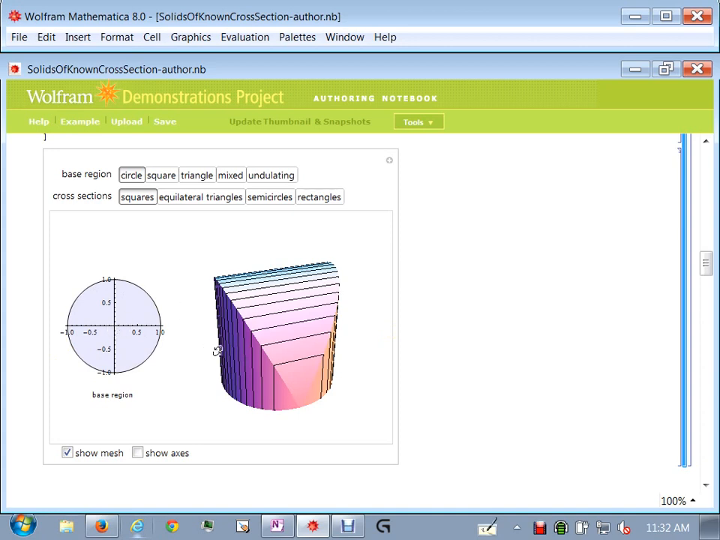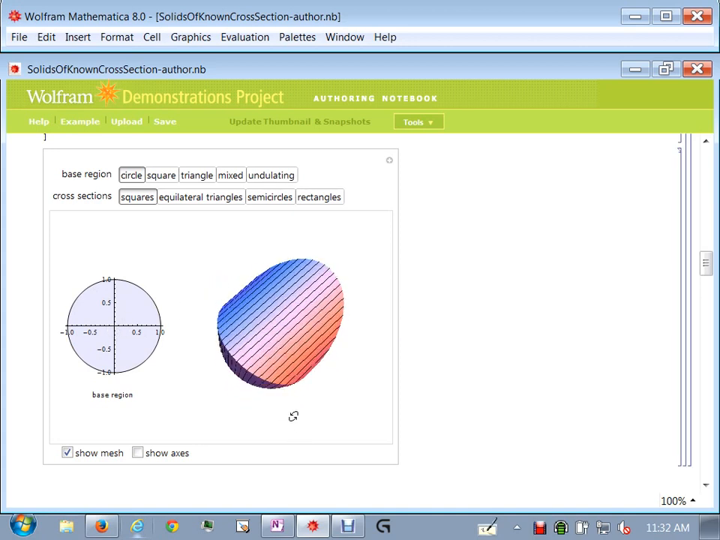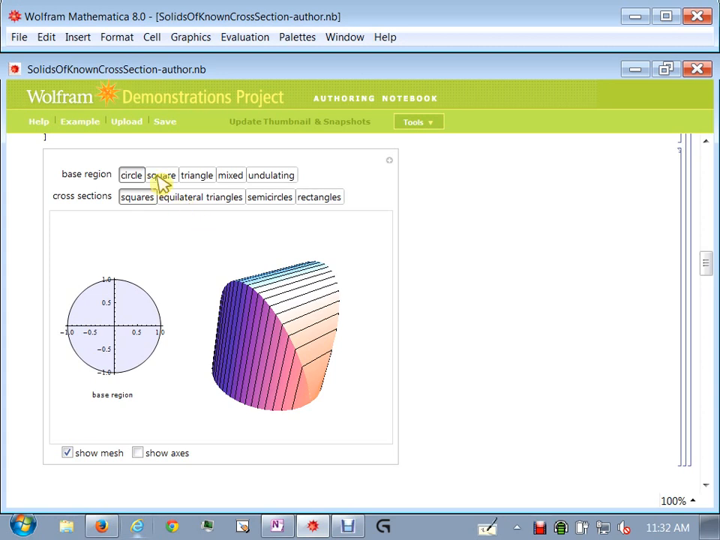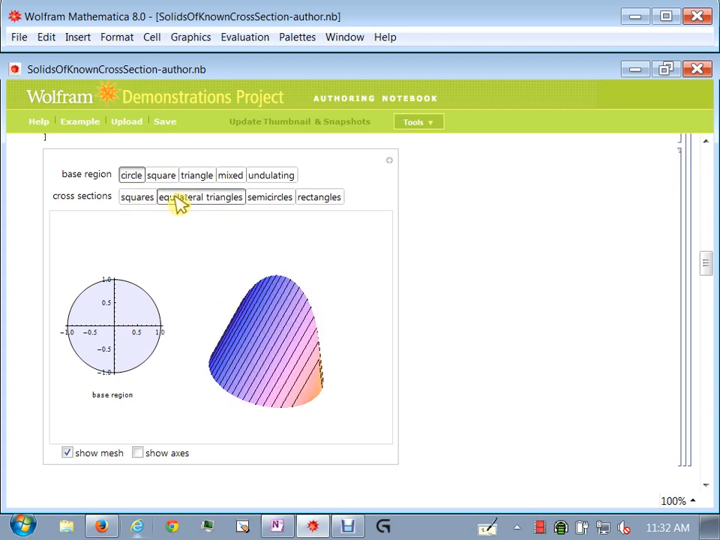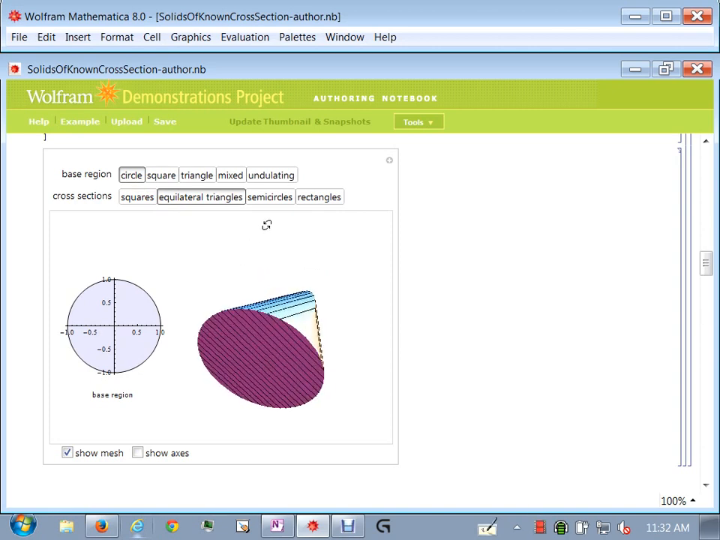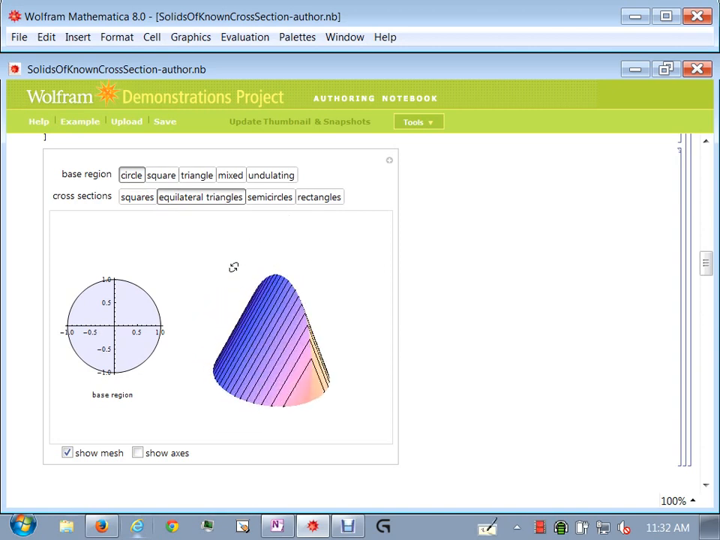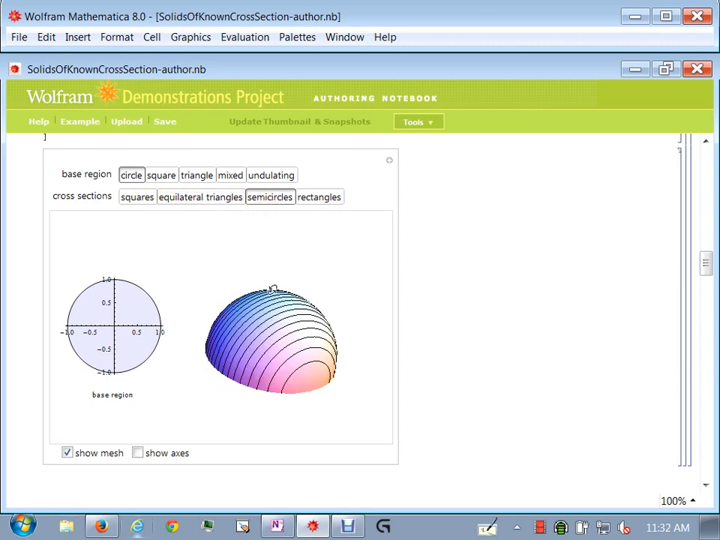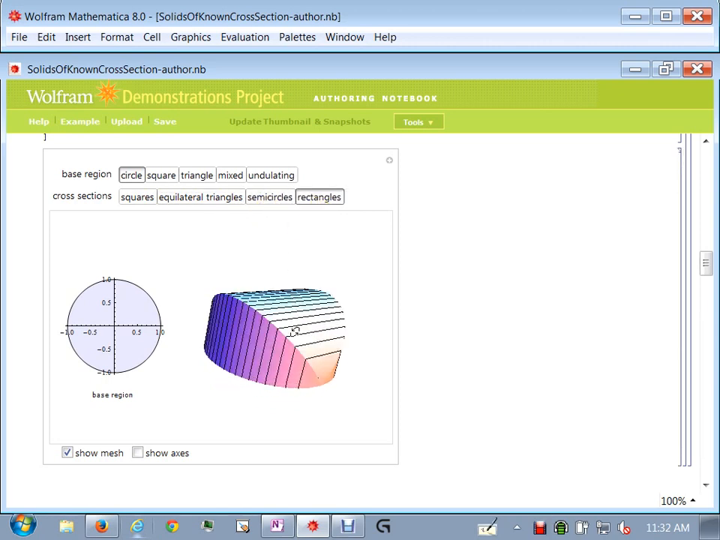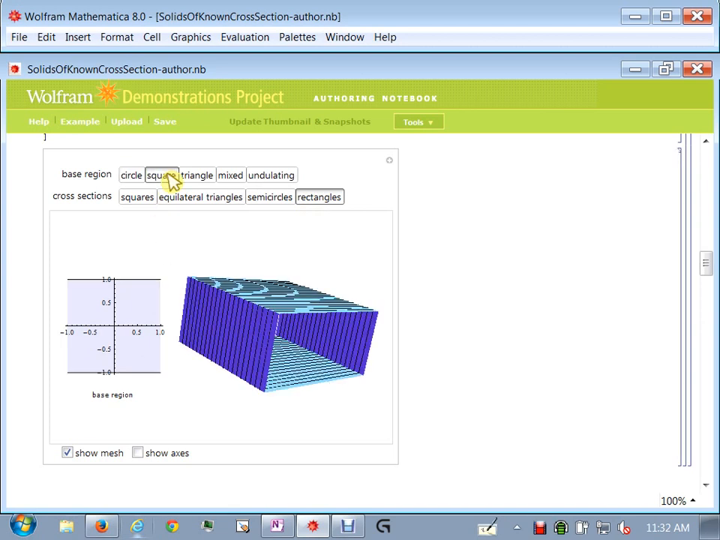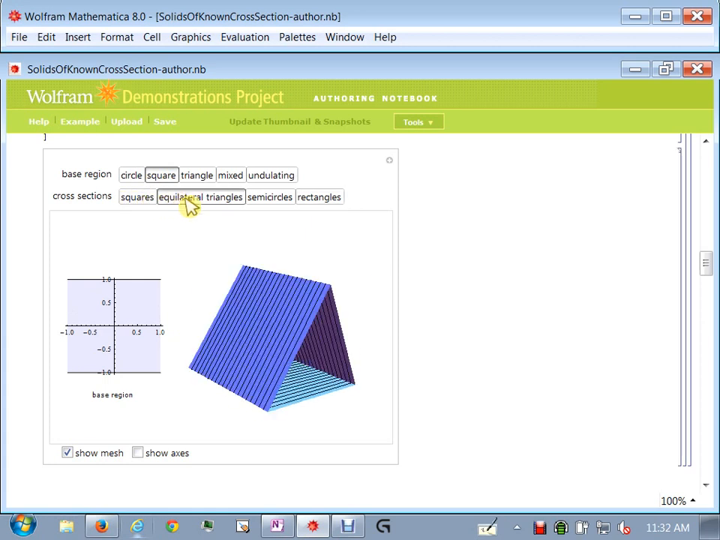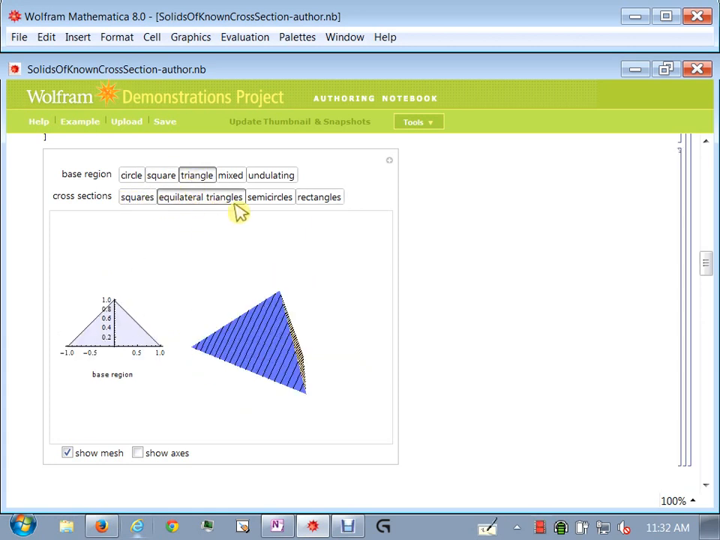And above that ground, they're making squares, right? So that's what it would look like. Oh, sorry, yeah. The base region is a circle, and then the top is a square. Here's what equilateral triangles would look like. Hey, theirs isn't that much better than mine, right? And then this is the circle, semicircles, and then rectangles, right? Then you can change it to a square on the bottom. You can change it to a triangle on the bottom.